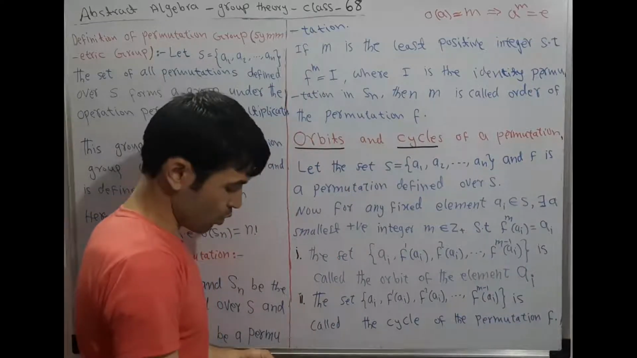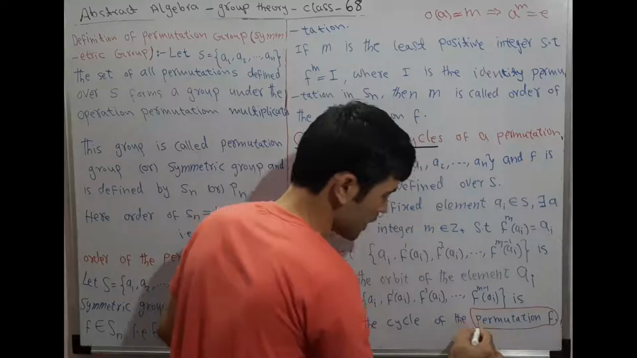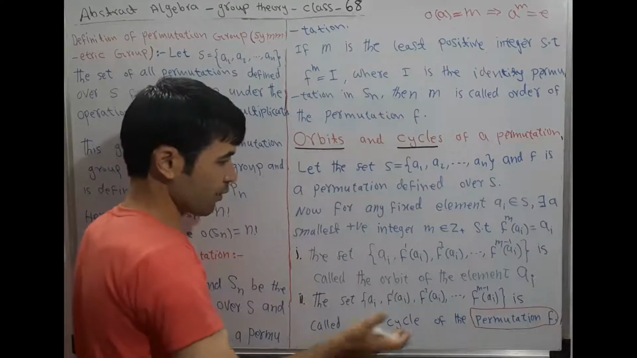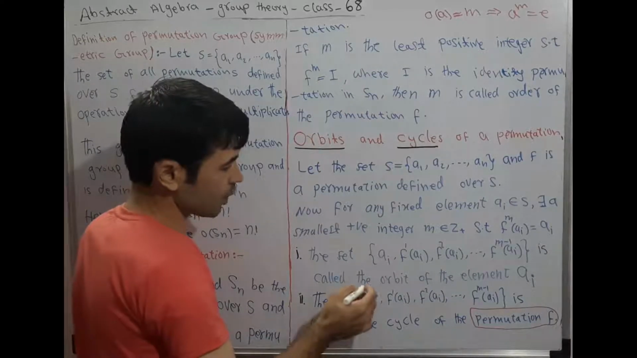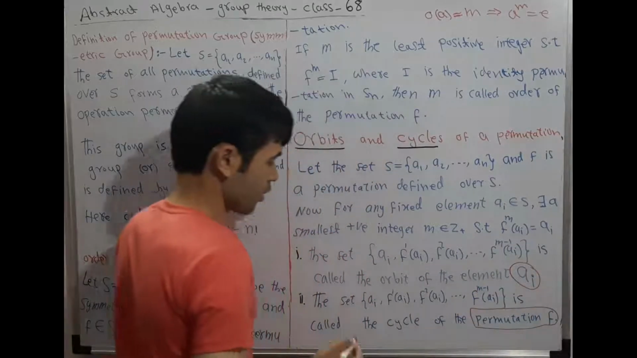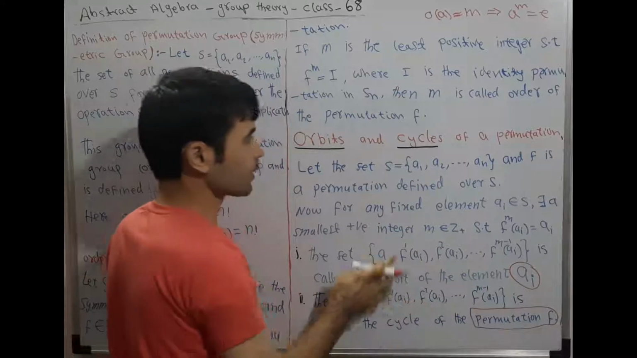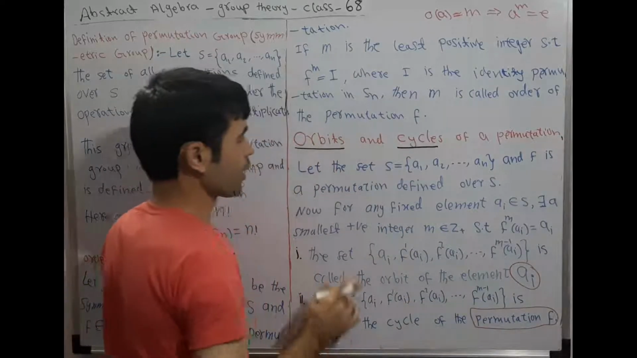Here are two concepts. One, permutation f is a mapping, a permutation, and also element. Orbits belong to the element and cycle belongs to the permutation f.